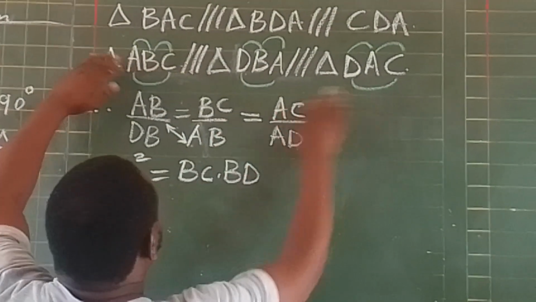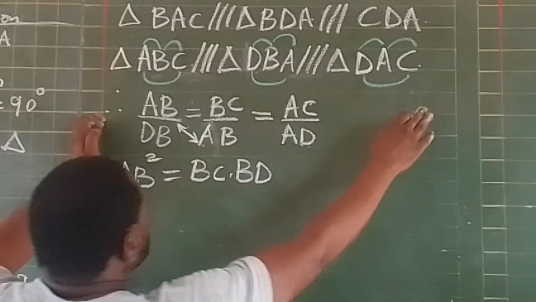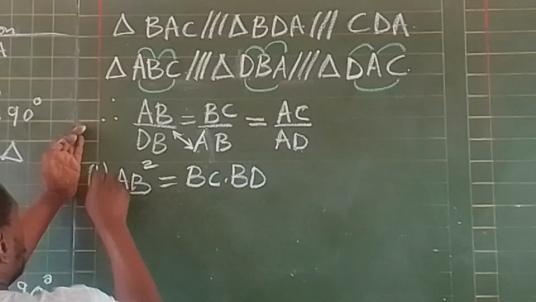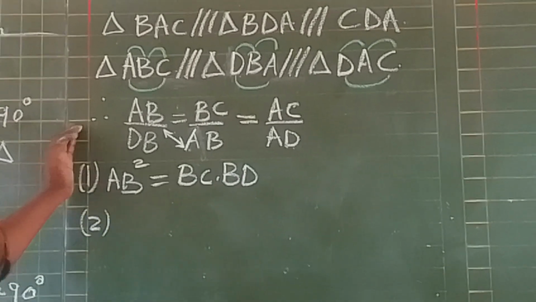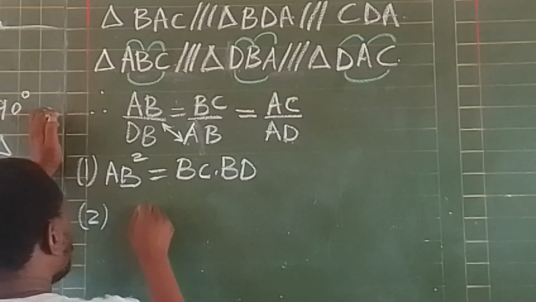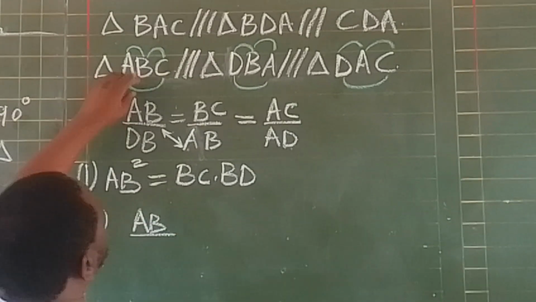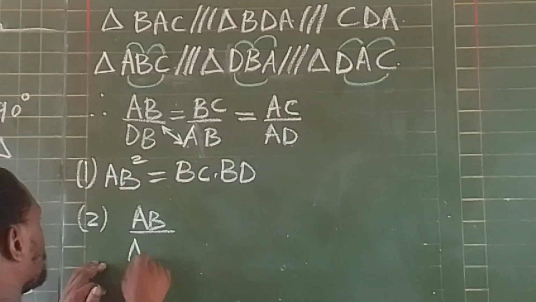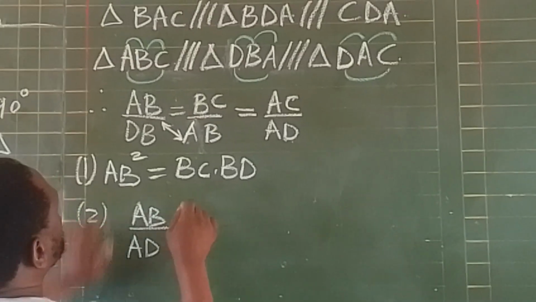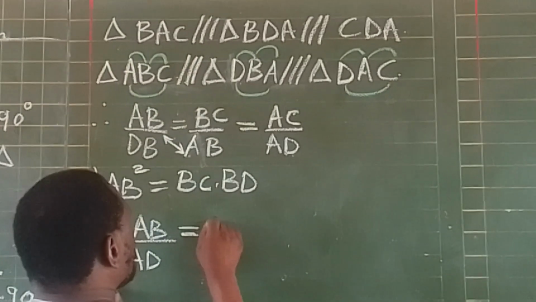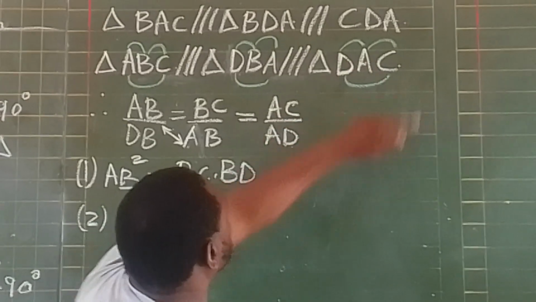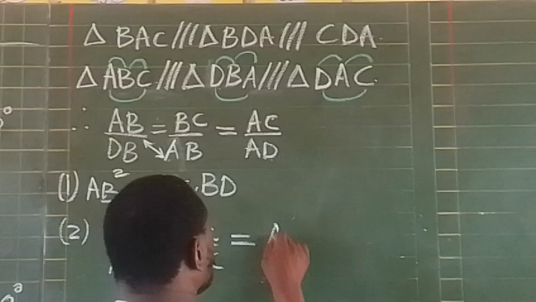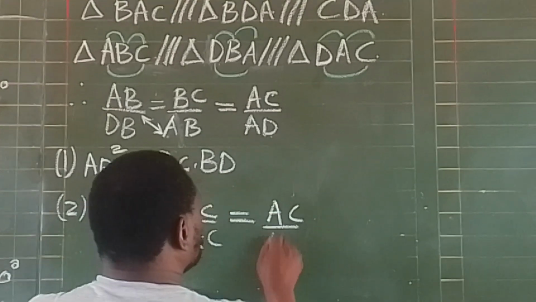Now, we come for the second one. You take this one, you proportionate it with the second one. You say this was number 1. This one will be number 2. The second one is AB. I proportionate the big triangle with the second small triangle. AB over AD is equals to BC over AC is equals to AC over DC.